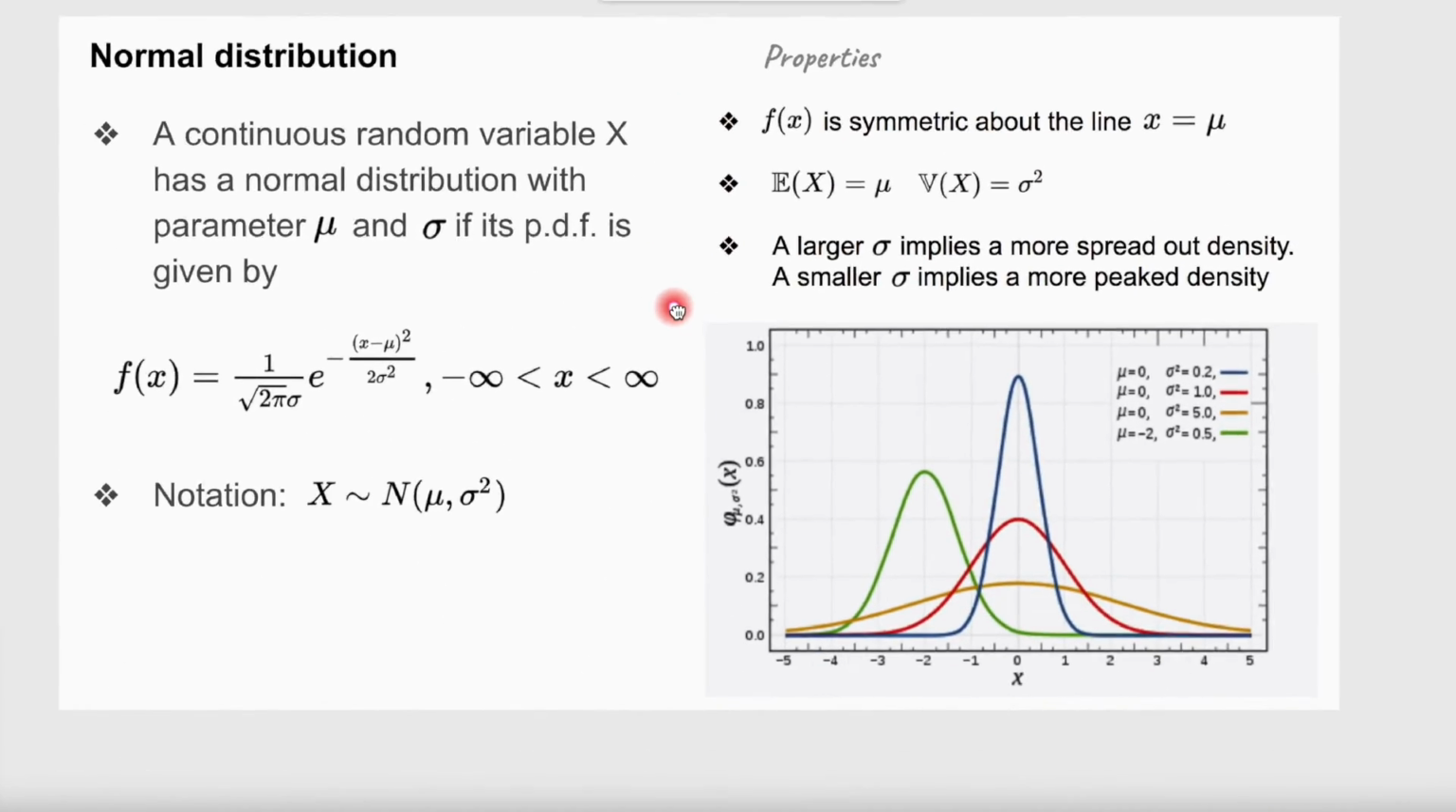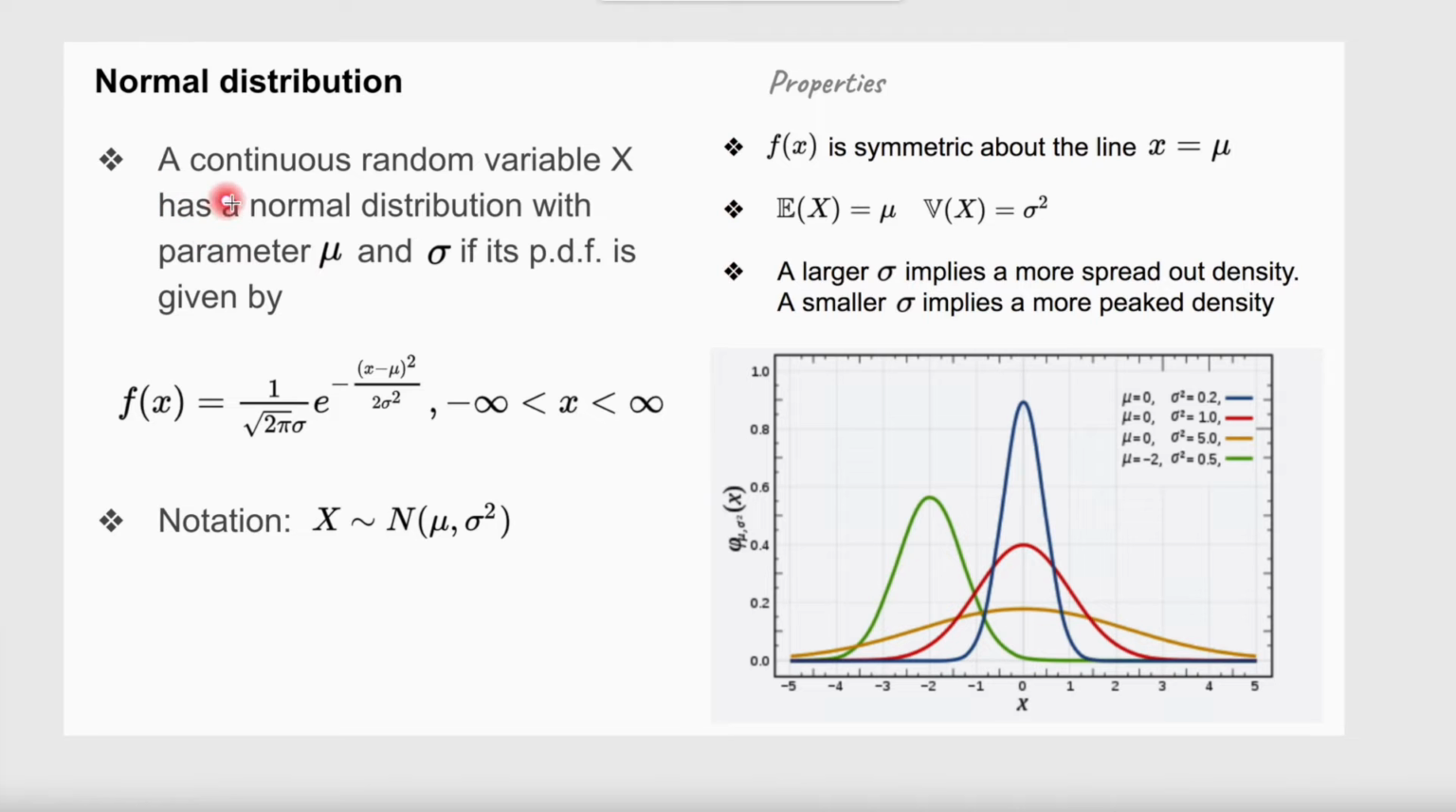Now next, let's get to the math of normal distribution. A continuous random variable x has a normal distribution with the parameters mu and sigma if its density function is given by f(x) is equal to 1 over square root of 2 pi times sigma, e to the negative (x minus mu) squared divided by 2 sigma squared. x is any real value. We typically use the notation N(mu, sigma squared) to represent a normal distribution with the parameters mu and sigma.